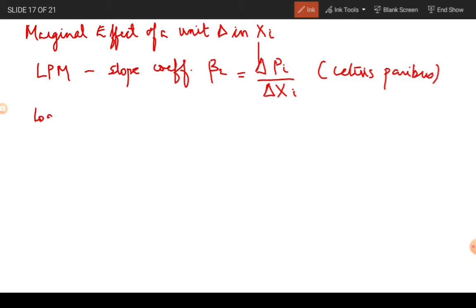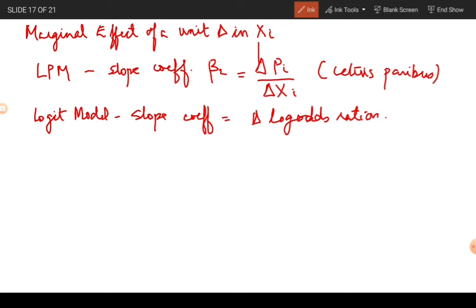In the case of a logit model, the slope coefficient actually gives a change in the log of odds, the log odds ratio, in favor of the y variable being equal to 1 due to a unit change in the value of the regressor, again holding all other variables constant. So ceteris paribus is implied.